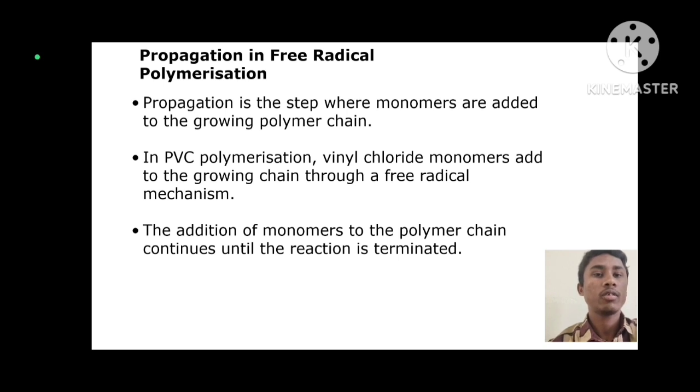Propagation in free radical polymerization. Propagation is a step where monomers are added to a growing polymer chain. In PVC polymerization, vinyl chloride monomers are added to the growing chain through a free radical mechanism. The addition of monomer to the polymer chain continues until the reaction is terminated.